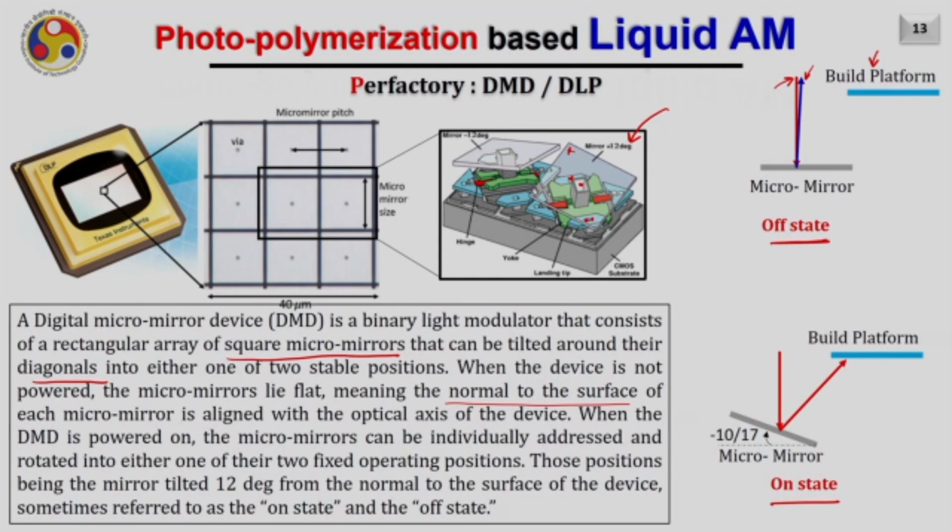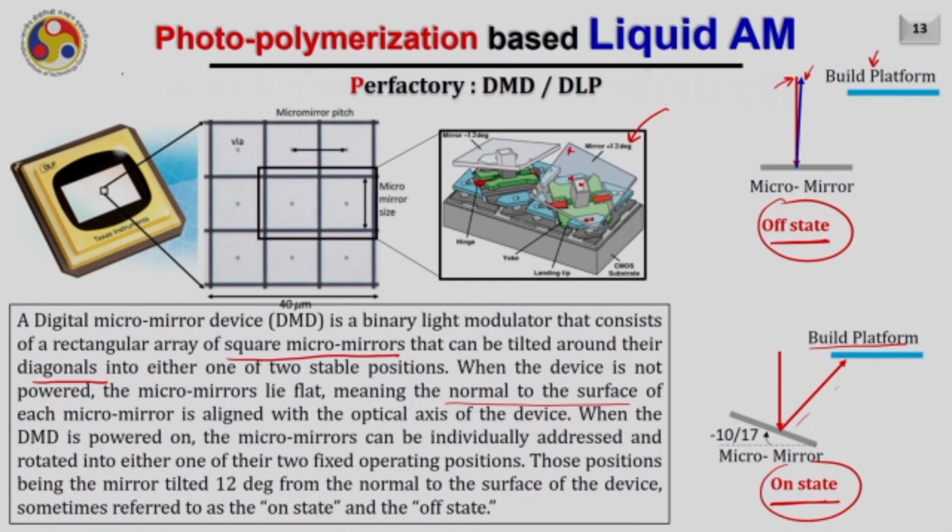If the mirror is activated, meaning the appropriate voltage is supplied to it and it is tilted, the light falling on it will be directed towards the build platform, and it will be called the on state. So in other words, when the DMD is powered, the micro mirrors can be individually addressed and rotated into either one of their two fixed operating positions. Those positions being the mirror tilted 12 degrees from the normal of the surface of the device, sometimes referred to as the on state, and the off state.